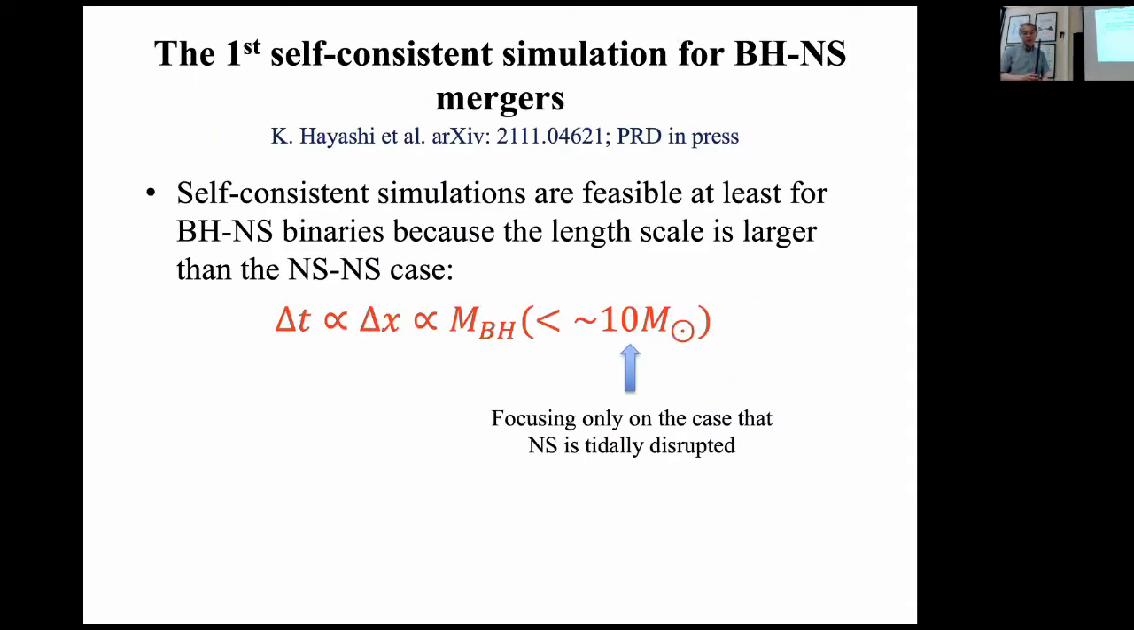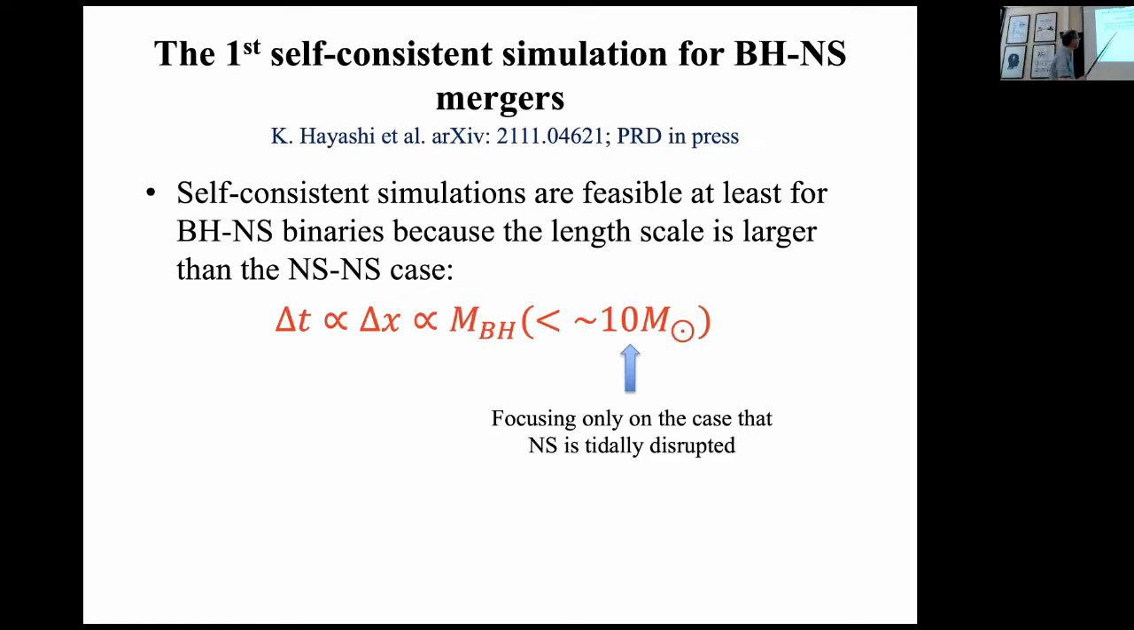But now it's possible to do, at least for the black hole neutron star merger. The reason is that for black hole neutron star merger, the time step and grid spacing of a simulation is approximately proportional to the black hole mass. That means the black hole mass is fairly large, 5 solar mass, 10 solar mass. In such a case, the computational cost is much lower than for the case of binary neutron star merger. And now it's possible to do.